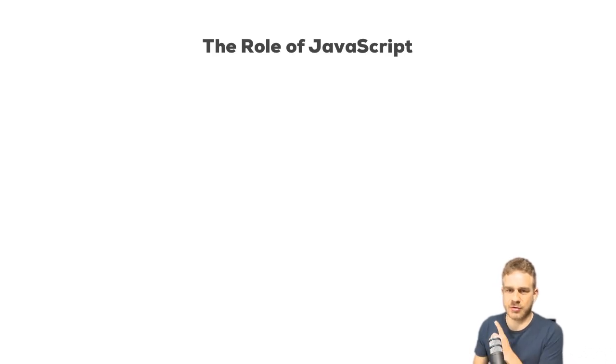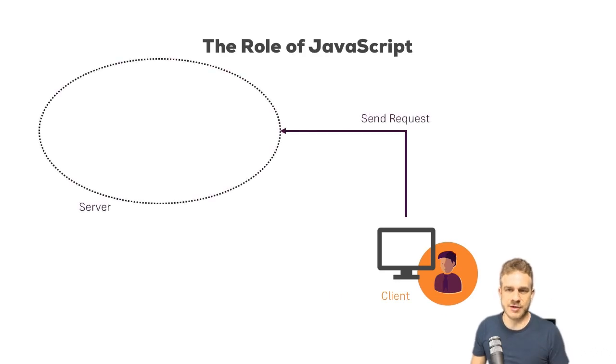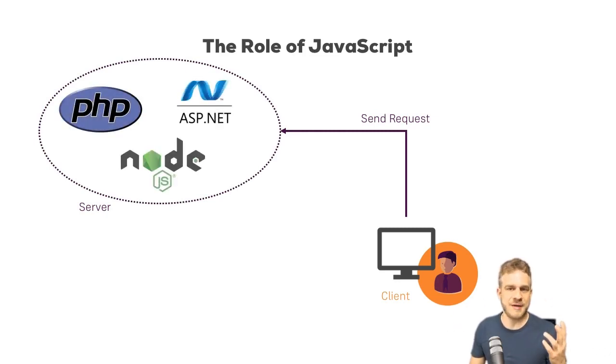So let's understand how JavaScript works, or why we use it to begin with. We're sitting in front of our machine, we're the client, we're visiting a web page. And we do so by typing some URL into our browser and therefore sending a request to the server. Now, server means any kind of server running any kind of server-side language. For example, PHP, ASP.NET, Node.js, or also Ruby on Rails, Python, and so on. That doesn't matter for this course. The server-side language doesn't matter at all. We will have a look at the front end, at JavaScript.